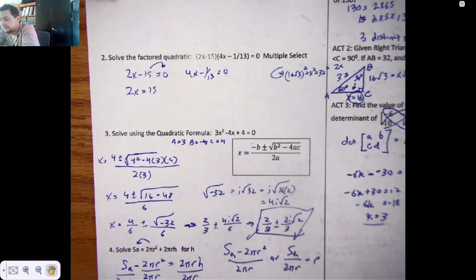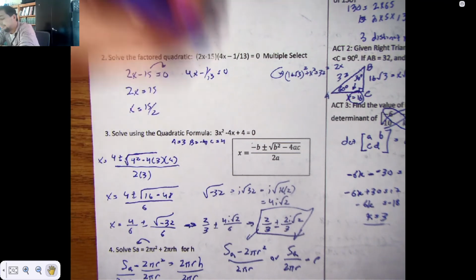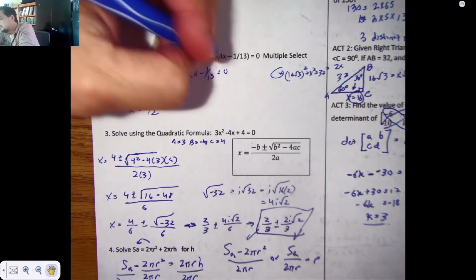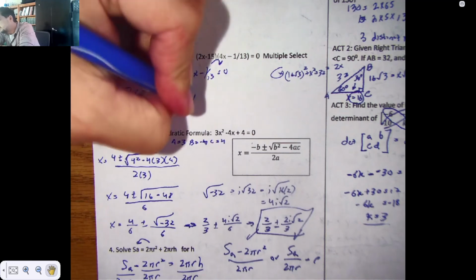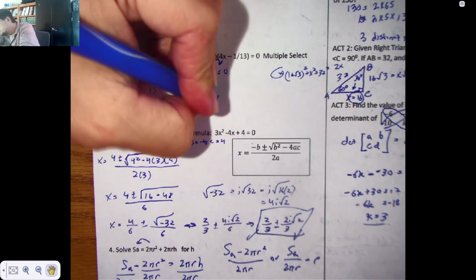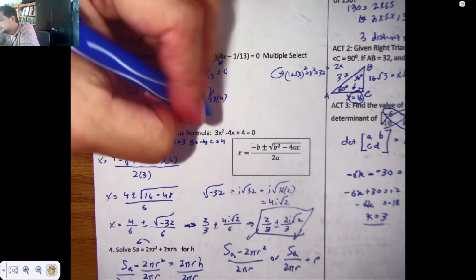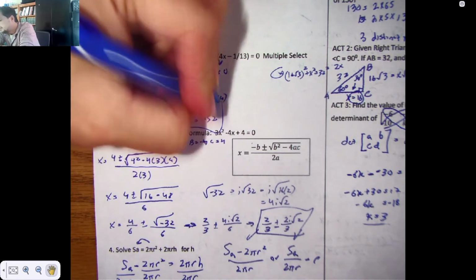We jump 15 to the right, we divide by 2. All right, that's how you do the first factor. Second factor going to be similar. 4x is now 1/13. Divide by 4. Throw that 4 in the existing denominator. 13 times 4 is what? 52. 1/52.